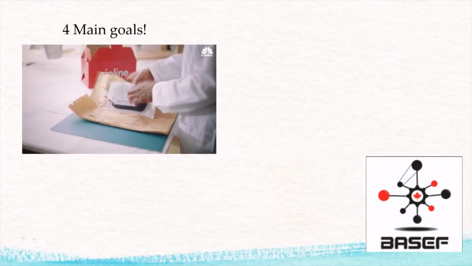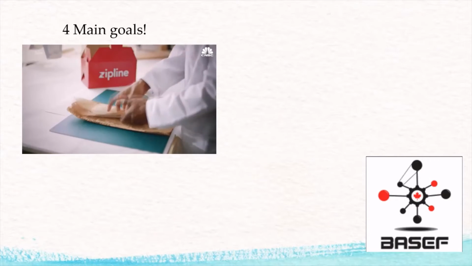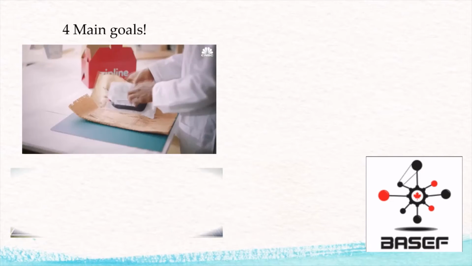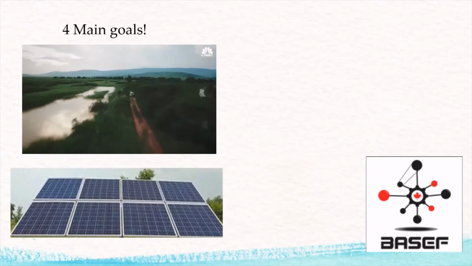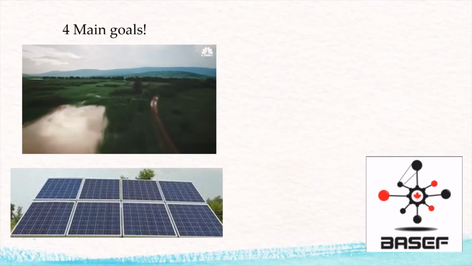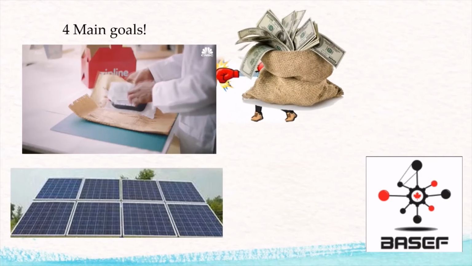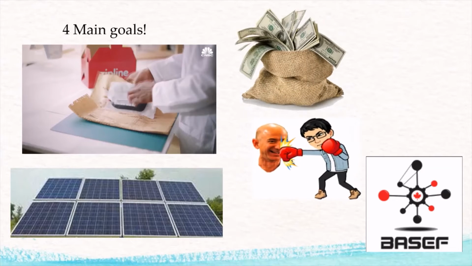I decided that it would fulfill 4 main prerequisites: fly and deliver a payload, run off of solar panels, be under $1,000, and possibly beat up Amazon's slow delivery times. I also wanted to take it to the science fair called BASEF.